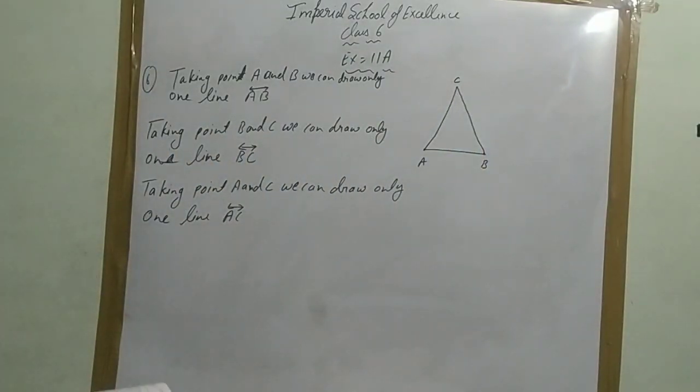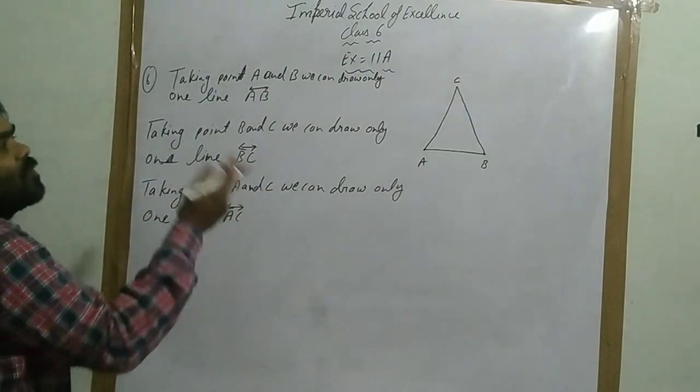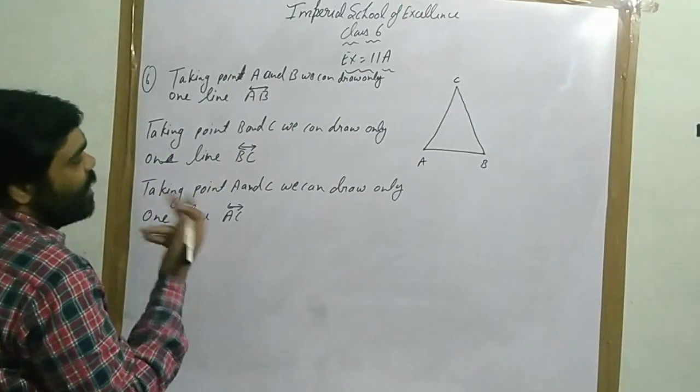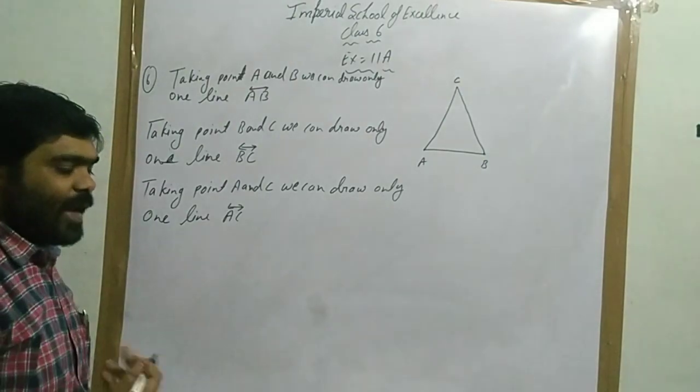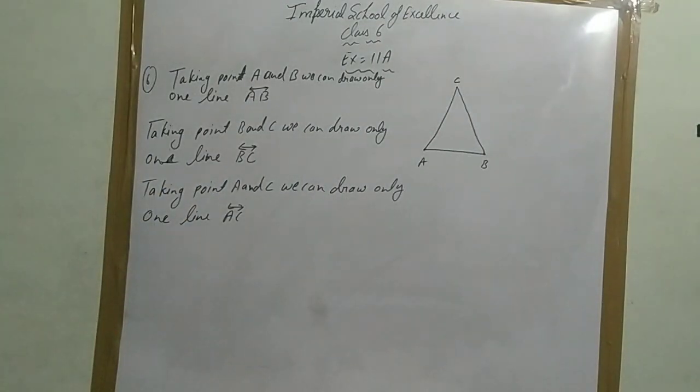According to the question, you have to write the answer like this only. Taking points A and B, only one line can be drawn. Then taking points B and C, one line can be drawn. Taking points A and C, only one line can be drawn. Question number 6 has been completed, and you have to write like this only.